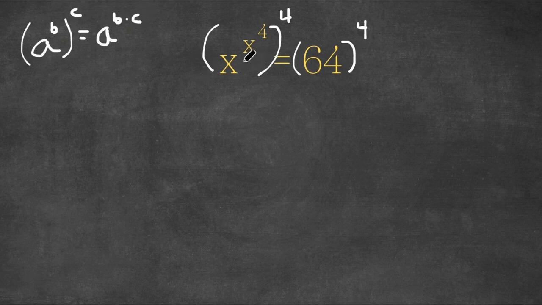So what we're going to do over here to x to the power of x to the power of 4 to the power of 4, we're going to multiply x to the power of 4 times 4, because in this case, x to the power of 4 is b, and 4 is c. So this would equal x to the power of x to the power of 4 times 4. And this is still equal to 64 to the power of 4.